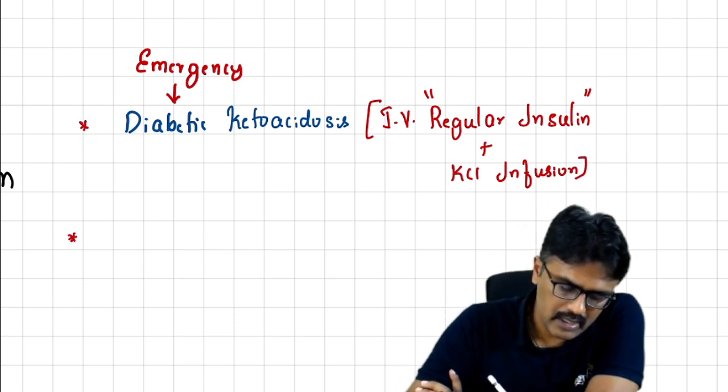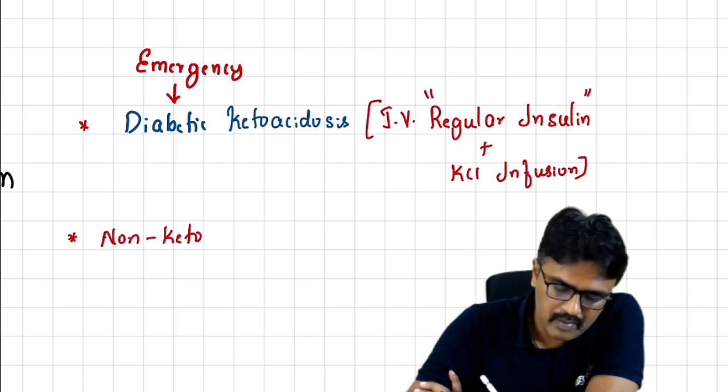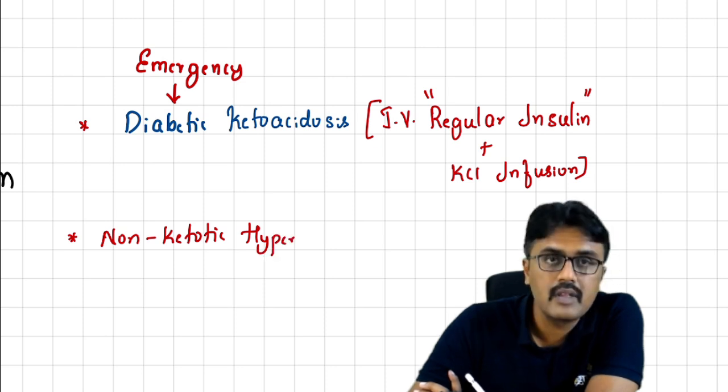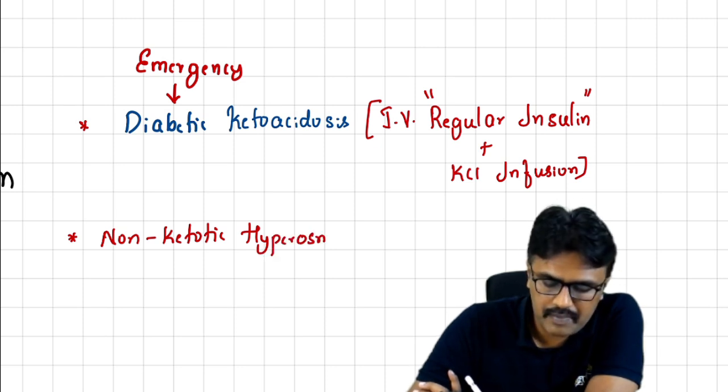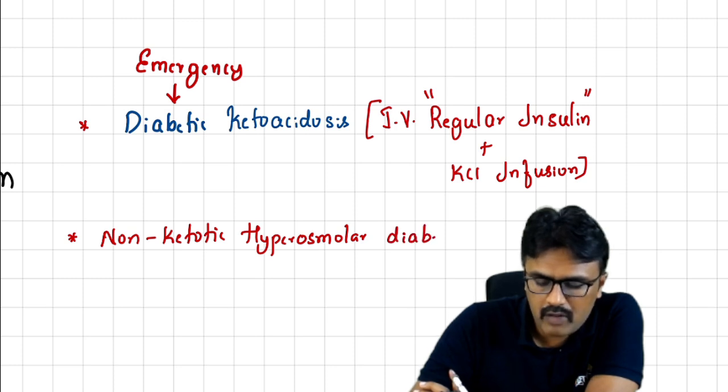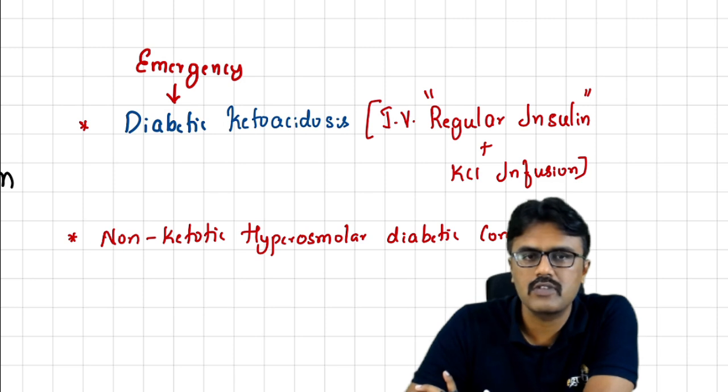Second emergency condition is non-ketotic hyperosmolar diabetic coma. Now, this is a complication that is seen in type 2 diabetics. There also we use insulin.